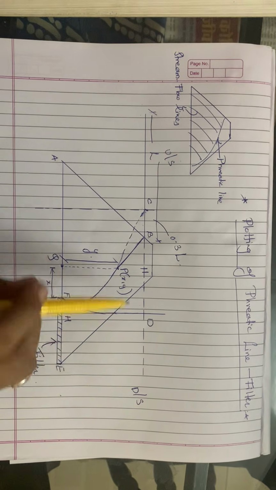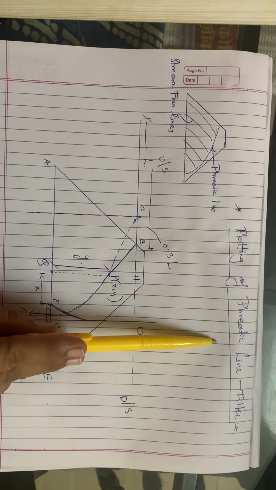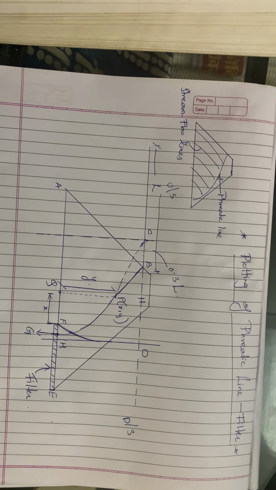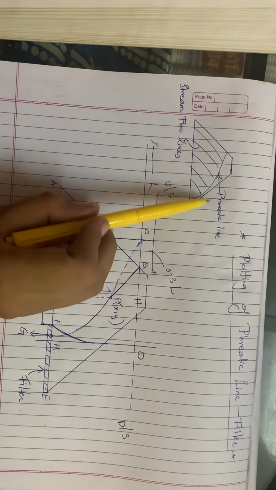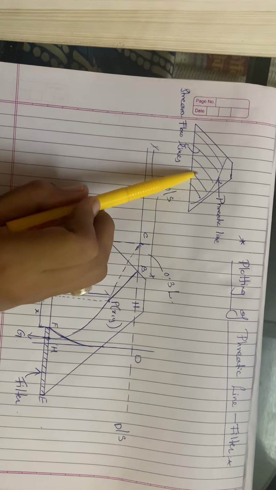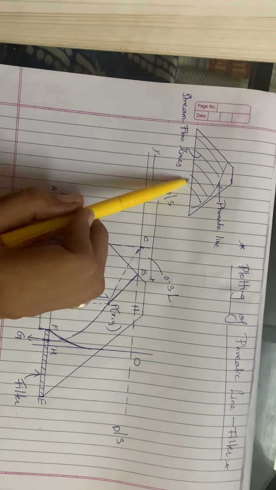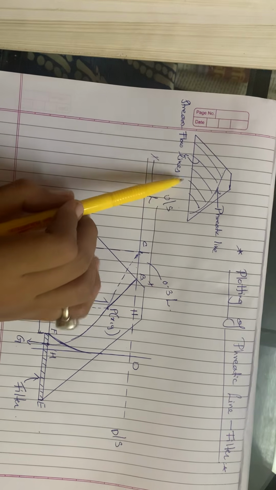So we are going to discuss what is the meaning of phreatic line and how to plot the phreatic line. Here you can see in this small figure of a dam, the topmost line is your phreatic line, which separates your saturated zone from the unsaturated zone. Below, these are your streamflow lines, which are plotted by using a flow net.